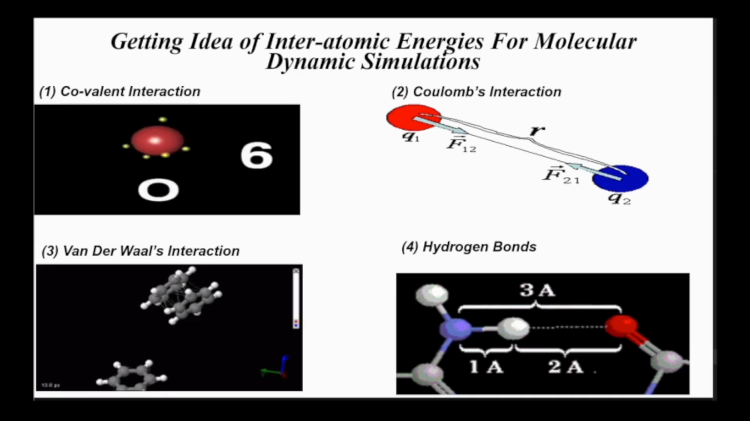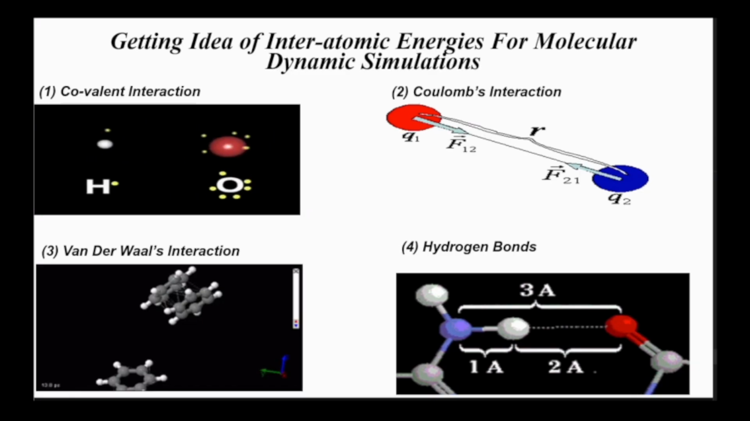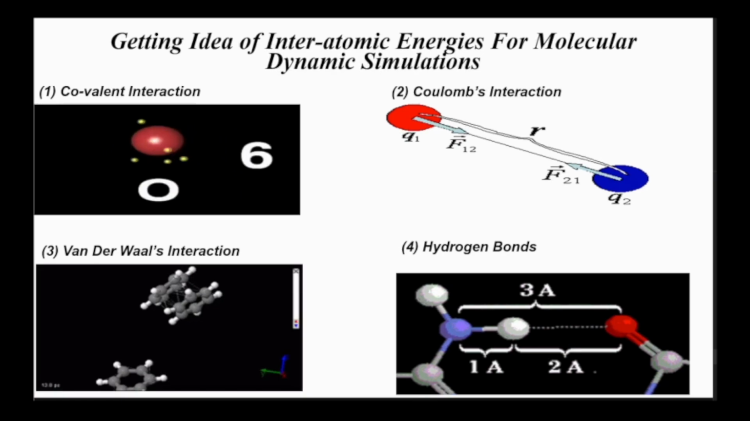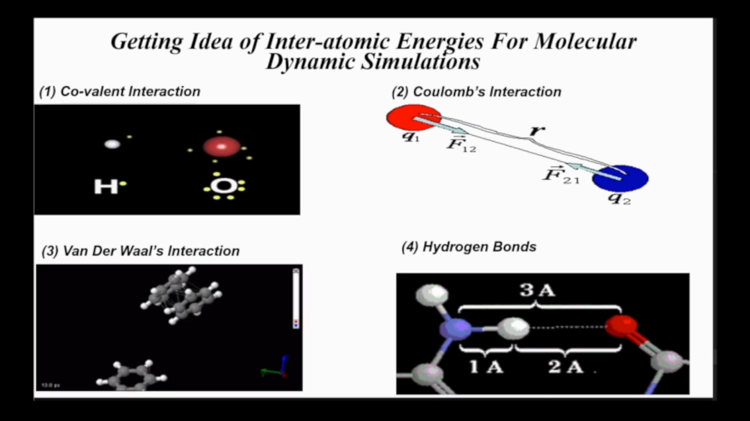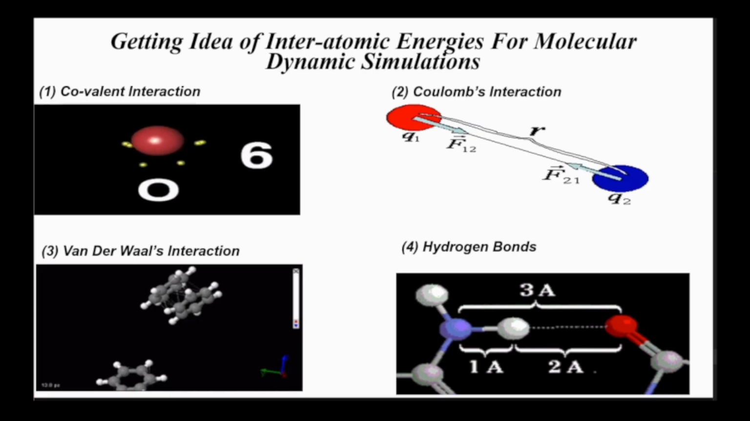Let's take an example of proteins. Proteins are made up of the 20 naturally occurring amino acids, and there is the peptide bond, which is basically a covalent bond formed between the amine group and the carboxylic group of two amino acids. Similarly, Coulombic interactions are developed when the atoms come to a certain distance from one another and have charges on them. Similarly, the van der Waals interactions are developed when the atoms are very close to one another.